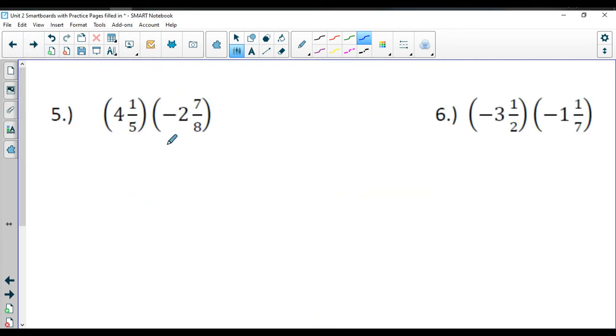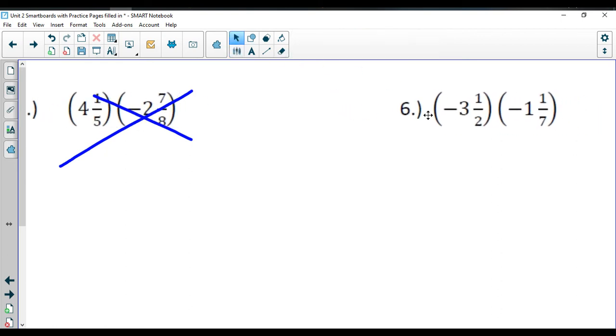Alrighty. Moving on to question number 5 here. We're going to actually skip this one. Numbers turn out to be really yucky to try and do without calculators, so not really something that we need to worry about here. For question number 6, we do have 2 negatives involved, so a negative times a negative is going to give us a positive answer here.